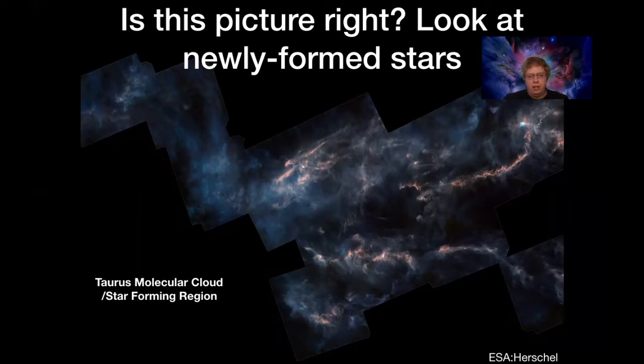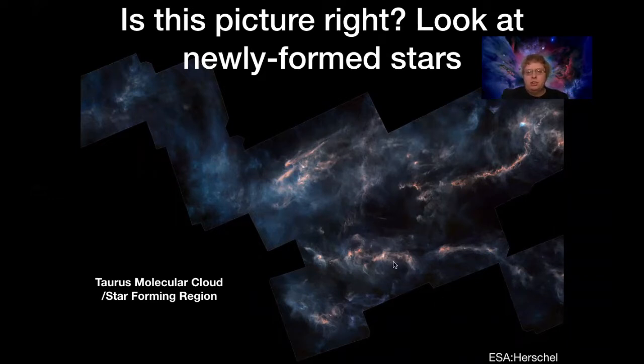But is this picture right? So let's look at some observations to see if that's true of some newly formed stars. So in particular, let's look at this region in the sky called the Taurus molecular cloud. You can see here all of this beautiful filamenty gas that's emitting. The observations here are taken in far infrared light. So we're looking essentially at very cold things that are emitting black body radiation.